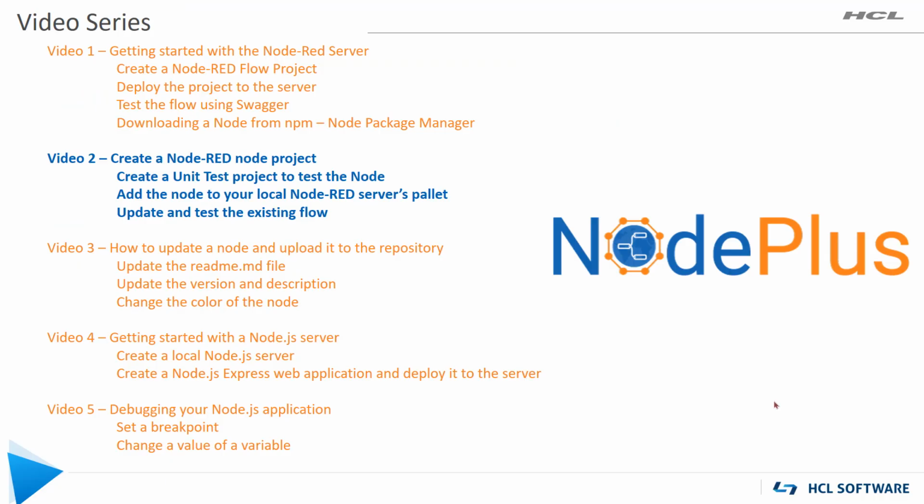In this video, we created a NodeRed node project. We created a unit test project to test the node and to verify the code coverage. We added the node to our local NodeRed server's palette, and then we updated and tested the existing flow for the uppercase example.